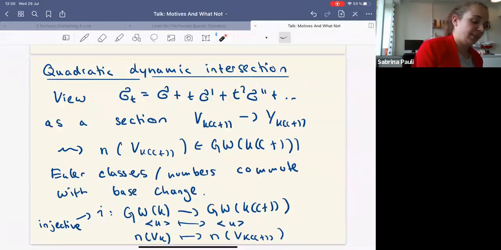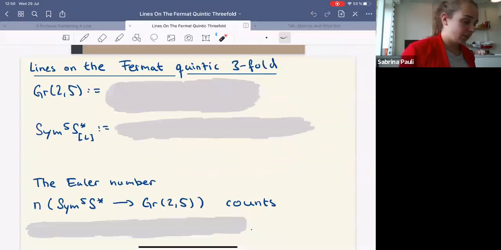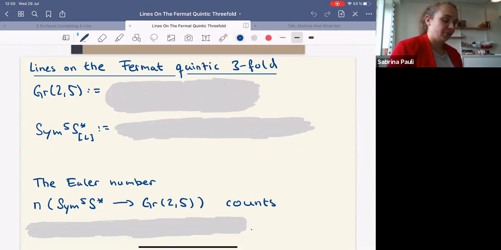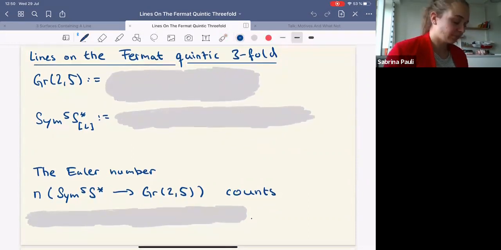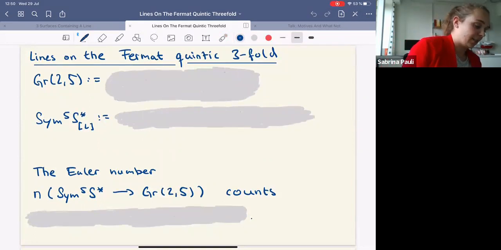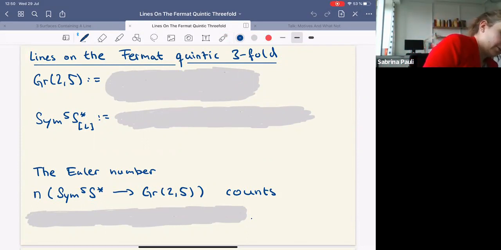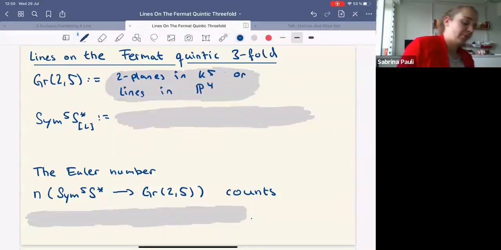So let me give you the example where I used this. Okay, perfect. As I announced in my abstract, I want to compute the count of lines on the Fermat quintic threefold. So let's start with some definitions. By GR25, what I mean is the Grassmannian of two planes in 5 space, or equivalently lines in P4. And over this Grassmannian, I claim I have a vector bundle, and this vector bundle I denote by Sym^5 S dual, and I want to tell you what the fiber over a point is.